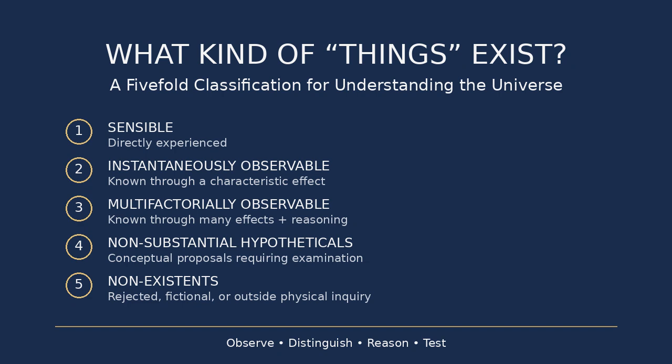Some unseen things are physical realities known through their effects. Some are theoretical constructs. Some are hypotheses awaiting confirmation. And some are propositions that evidence has rejected, or entities that belong to fiction rather than physical inquiry. So before we study the universe, perhaps we should ask a more fundamental question. What kind of things are we talking about?